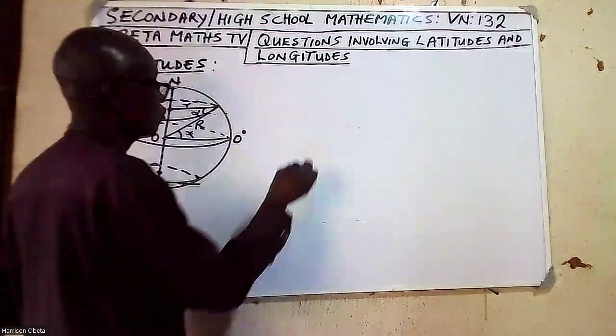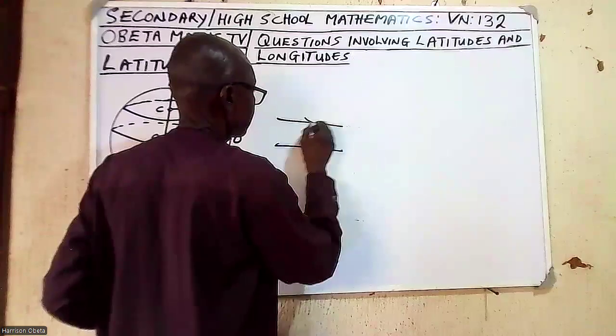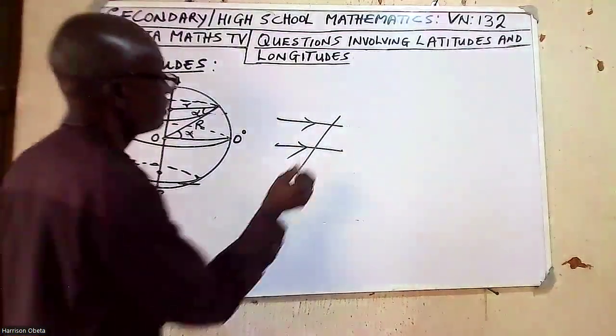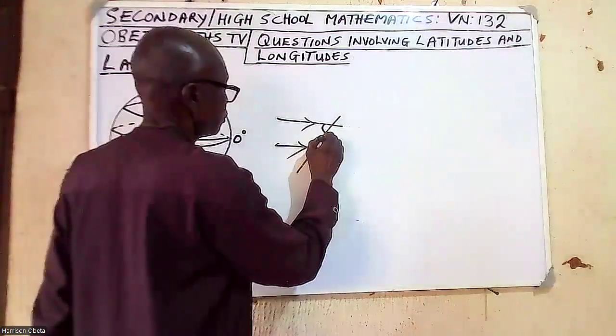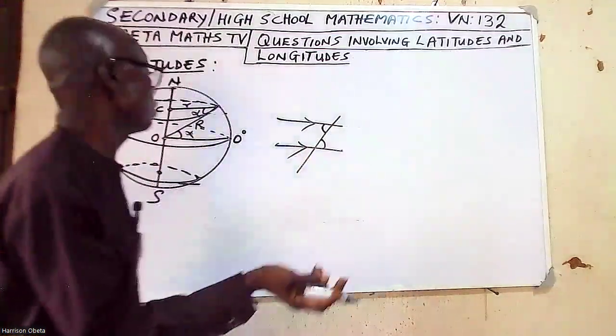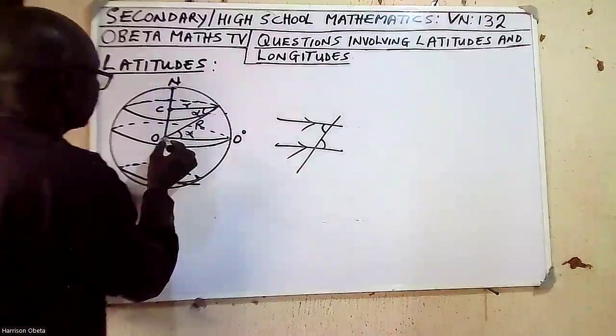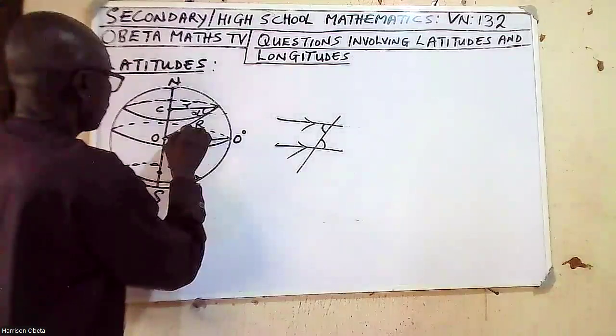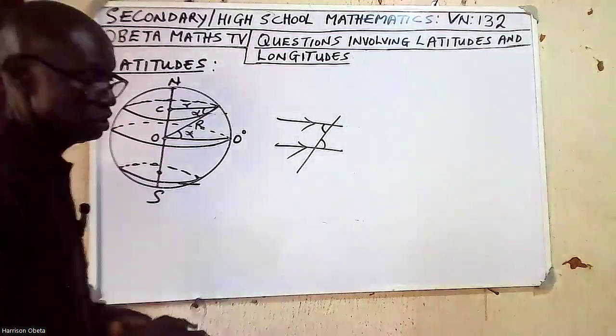Why is it like that? If you have two parallel lines, then you have a transversal. The angle here is alternate to this, so they must be equal. So you can see that this line here, this radius is parallel to this one. So any angle here must be equal to this.